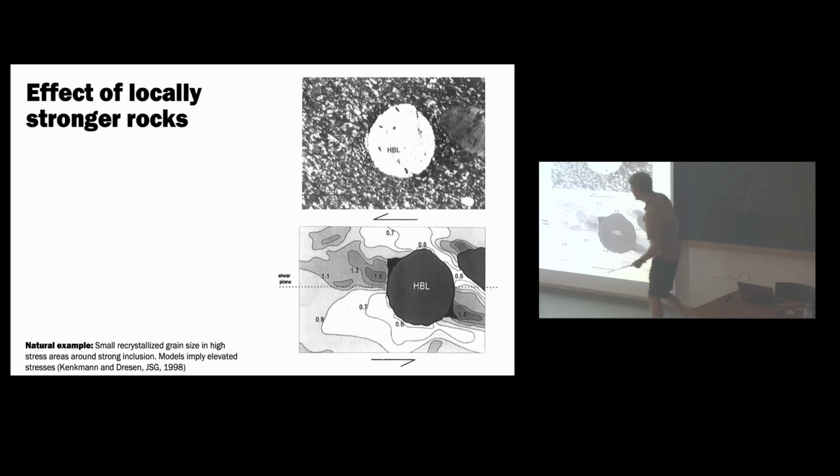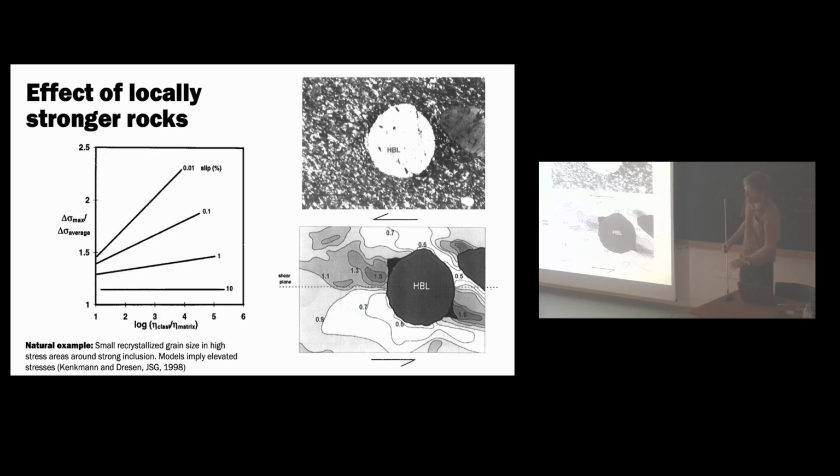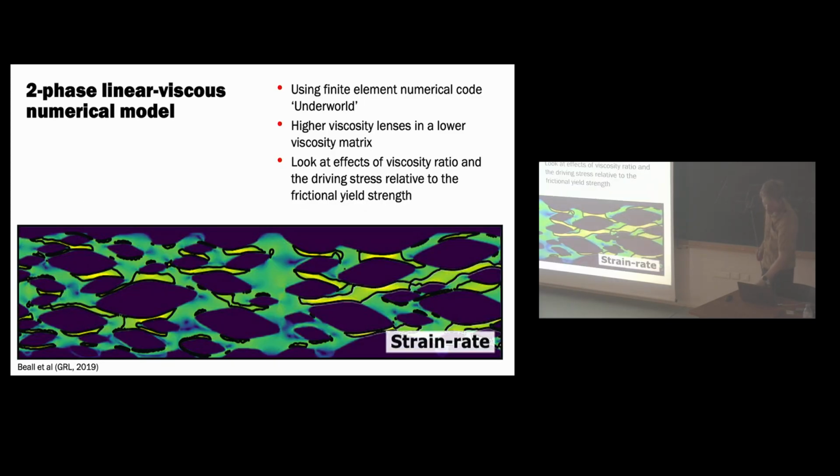A nice old paper, or oldish, by Kenkmann and Dresen highlighted this: you have a strong thing within something weaker. If you plot the grain size, the fine grain size, reflecting higher stresses, is what you see at the corners. So with sinistral shear, here you get some higher stresses, here you get some higher stresses. The stress increase near that block is on the order of a few times the average stress, depending on how well coupled it is. If it can just spin, then it doesn't elevate the stress, but if it's coupled, then it does.